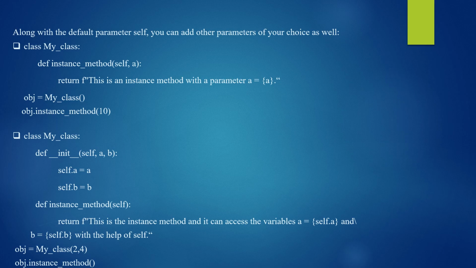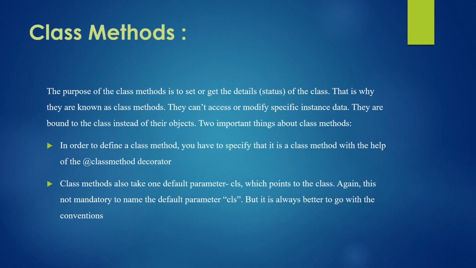Along with the objects of a class, an instance method can access the class itself with the help of the self.__class__ attribute. Let's see how. Here we want to create a class with name myClass and we have to define an instance method. We want to put any statement here.